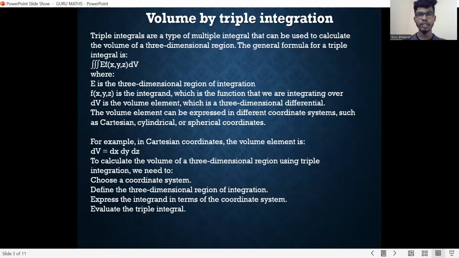Next, move on to the volume using triple integration. The volume is defined with the help of three Cartesian variables, that is x, y, z. For example, in Cartesian coordinates, the volume element is dV equal to dx dy dz. To calculate the volume of a three-dimensional region using triple integration, we need to follow these steps. First, choose the coordinate system, then define the three-dimensional region of integration, then express the integrand in terms of the coordinate system, then evaluate the triple integral and we'll find the solution.